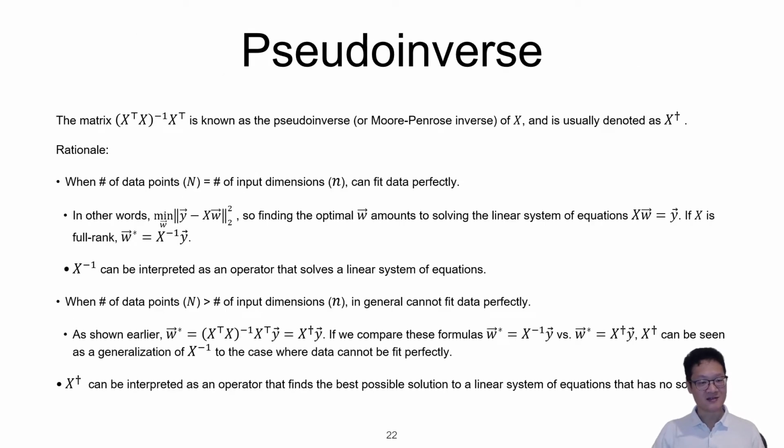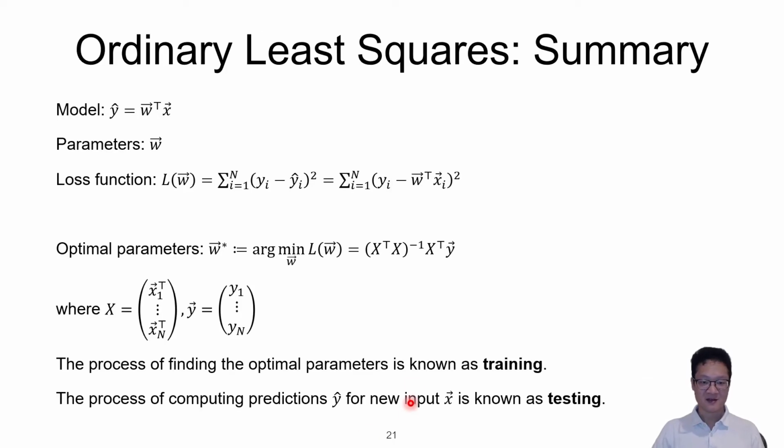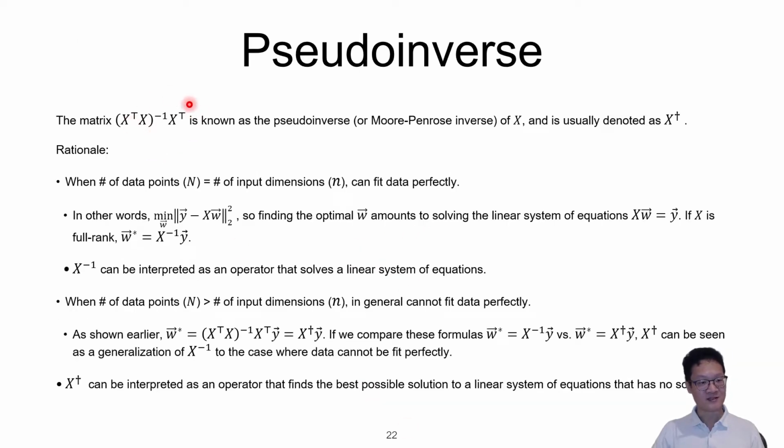And an aside on the pseudo inverse. This matrix which multiplies Y here, X transpose X inverse X transpose, is actually called a pseudo inverse. It is denoted X dagger. This is a plus sign with the bottom part being a little longer, and that's called a dagger. This is kind of like a generalization of the inverse. You're going to explore this a little more in your assignment.